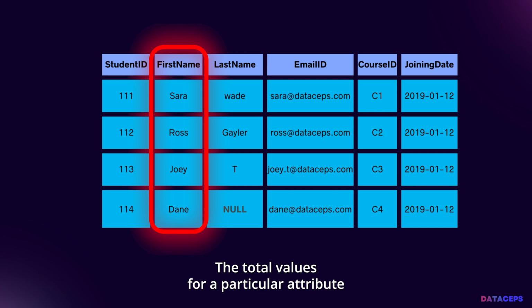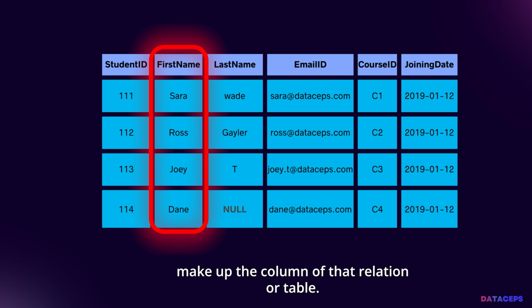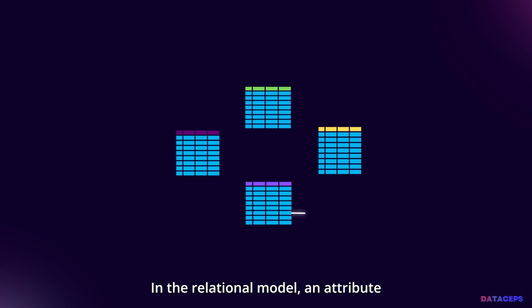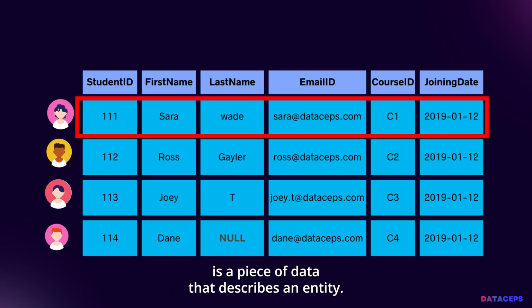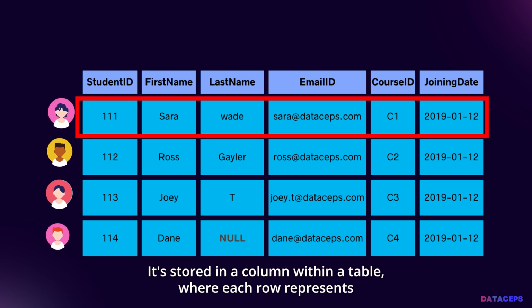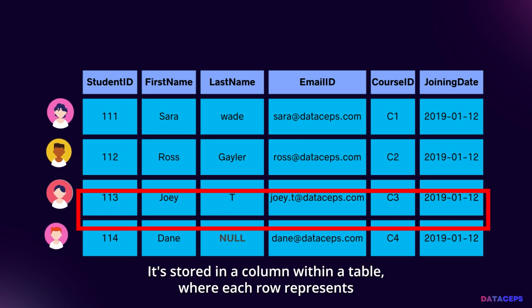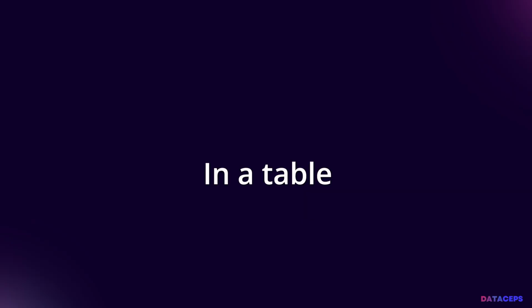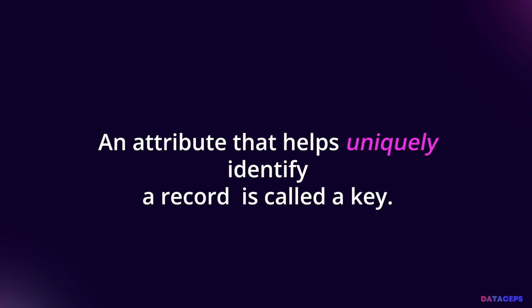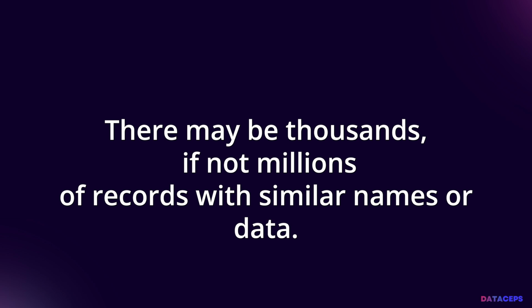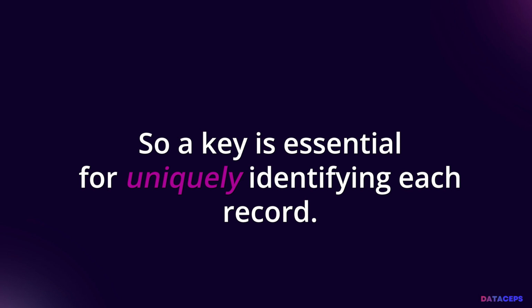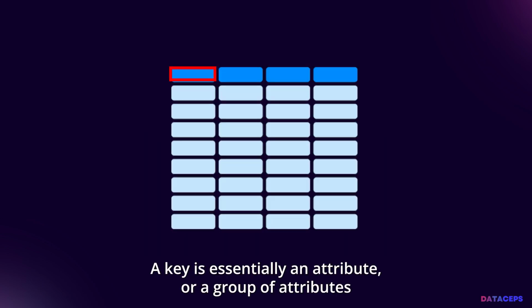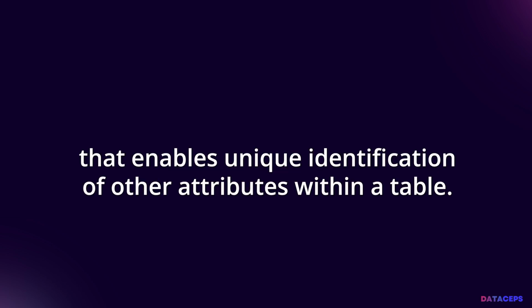Column. The total values for a particular attribute make up the column of that relation, or table. Attribute. In the relational model, an attribute is a piece of data that describes an entity. It's stored in a column within a table, where each row represents a unique entity with its specific set of attribute values. Keys. In a table, an attribute that helps uniquely identify a record is called a key. There may be thousands, if not millions, of records with similar names or data, so a key is essential for uniquely identifying each record. A key is essentially an attribute, or a group of attributes, that enables unique identification of other attributes within a table.